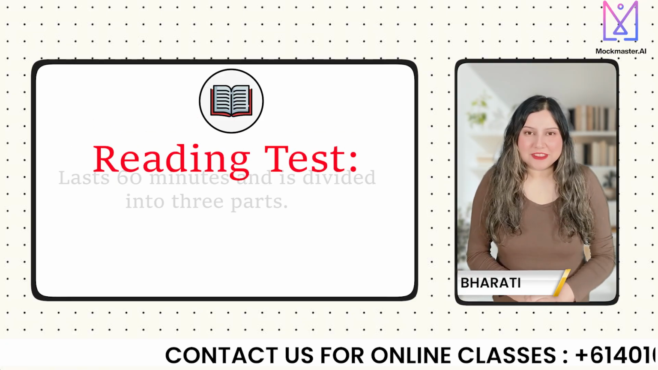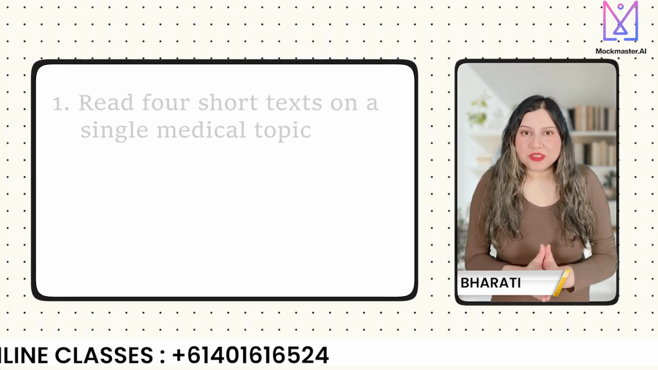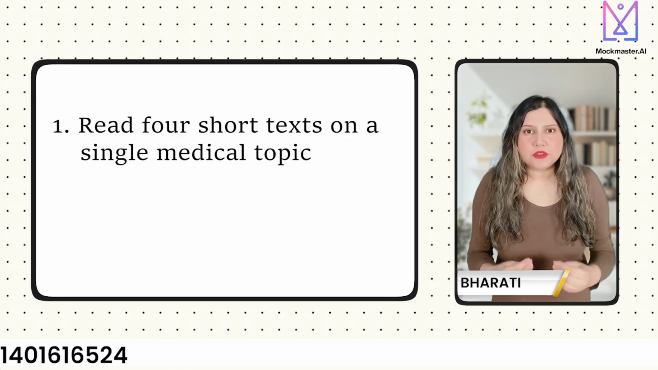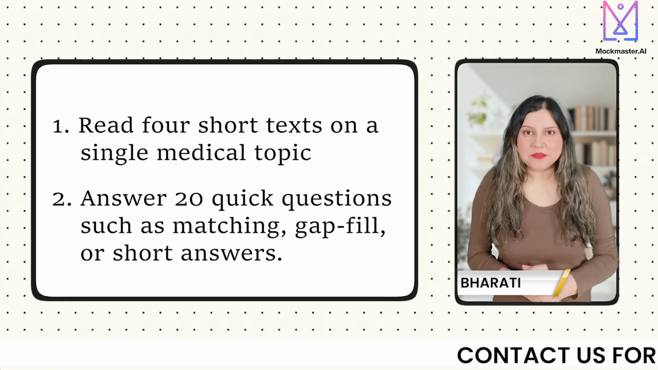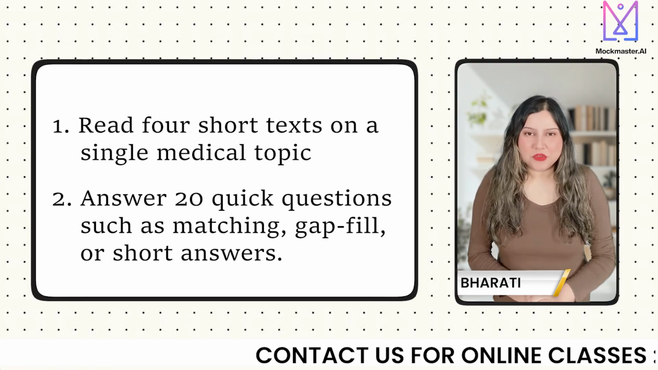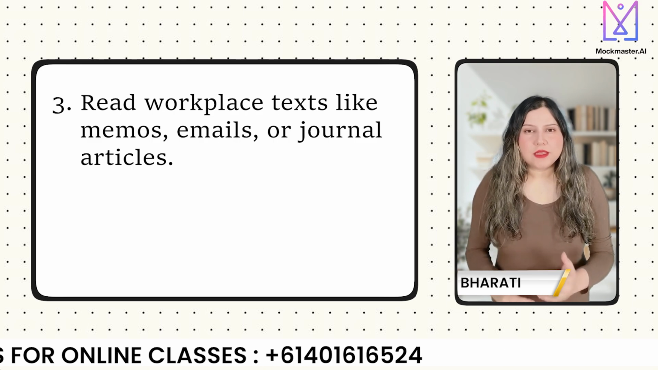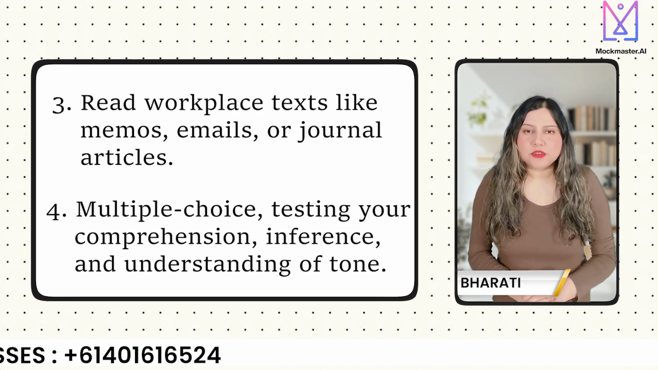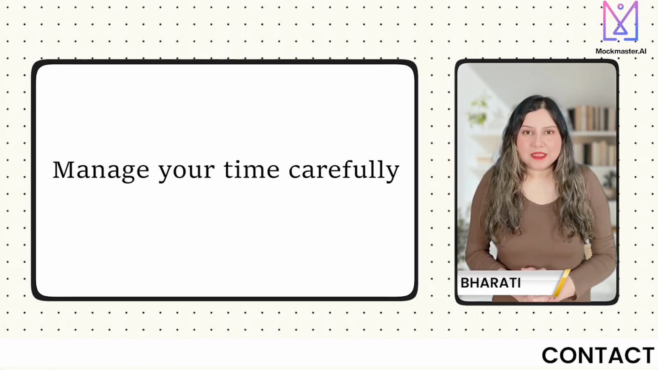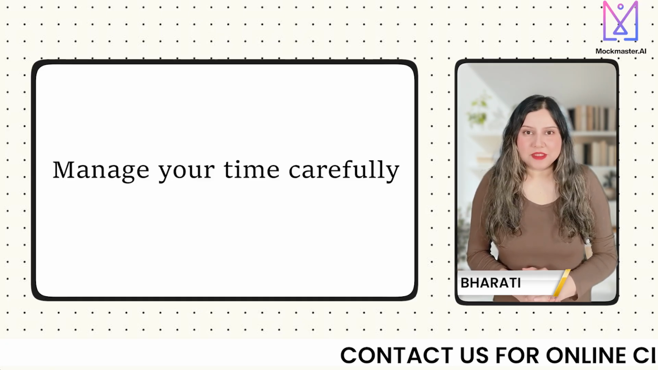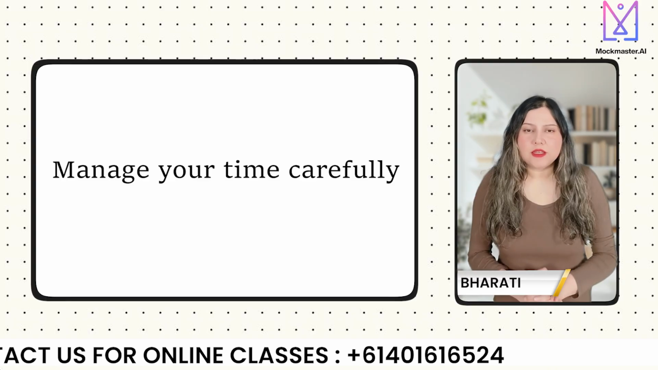The reading subtest lasts 60 minutes and is divided into 3 parts. In Part A, you'll read 4 short texts on a single medical topic and answer 20 quick questions such as matching, gap fill, or short answers. In Part B, you'll read workplace texts like memos, emails, or journal articles. In Part C, most questions are multiple choice, testing your comprehension, inference, and understanding of tone. Manage your time carefully, especially in parts B and C, where passages can be longer and more detailed.